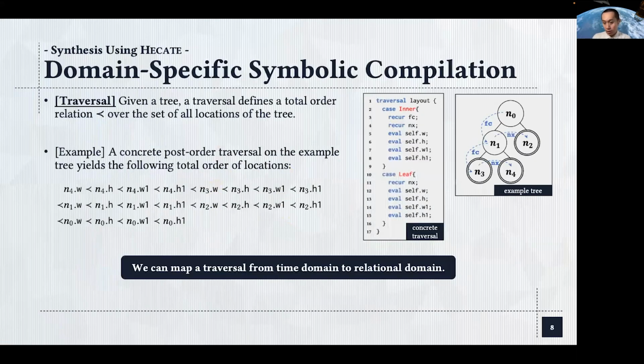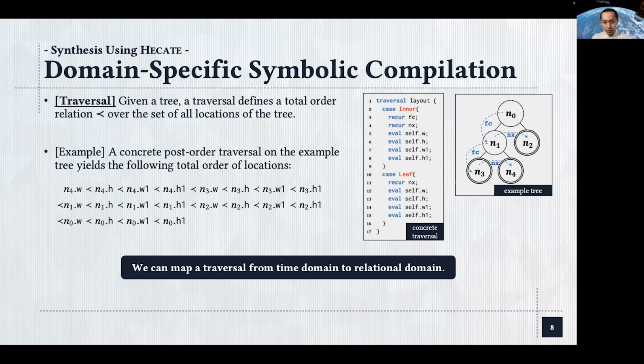Here, I would like to provide a slightly different perspective of how one can interpret a traversal. In our problem, under the notion of attribute grammar, a tree traversal can actually be treated as a total order relation over the set of all locations of a given tree. Let's use the motivating example again. If I interpret the given concrete traversal over the example tree, as shown on the right-hand side, we will get the following total order sequence that indicates the order of attributes of different nodes evaluated one by one.